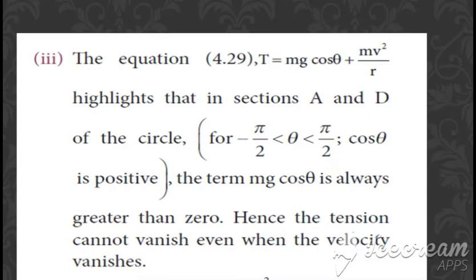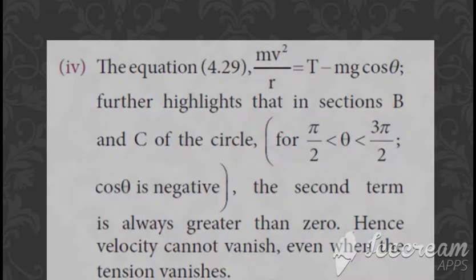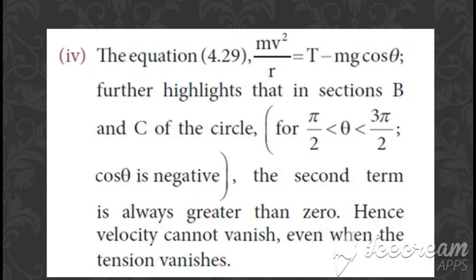Same way we are going to see with the next point, which is the fourth point. Same equation, but we are just going to write it as mv square by r is equal to t minus mg cos theta. இதுக்கு முன்னாடி என்ன பார்த்தோம் அப்படின்னா இந்த mg cos theta இங்க இருக்கும். So t is equal to mg cos theta plus mv square by r.